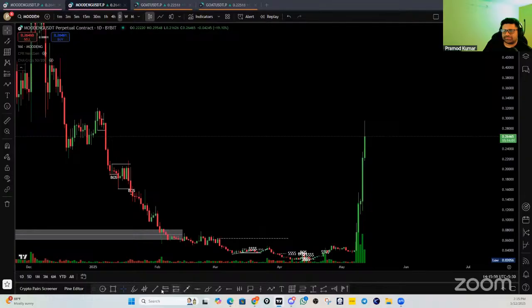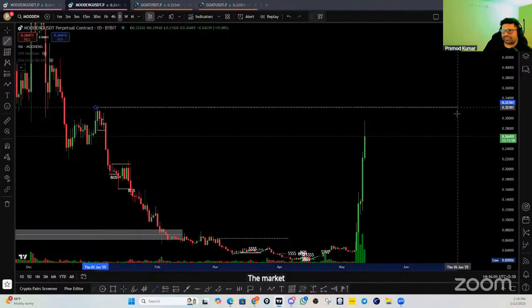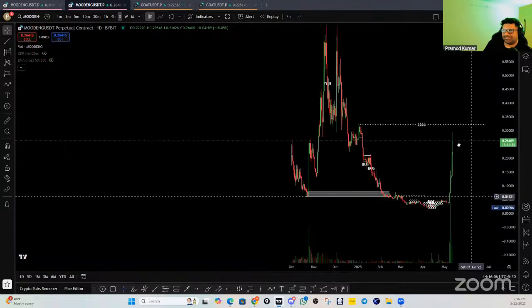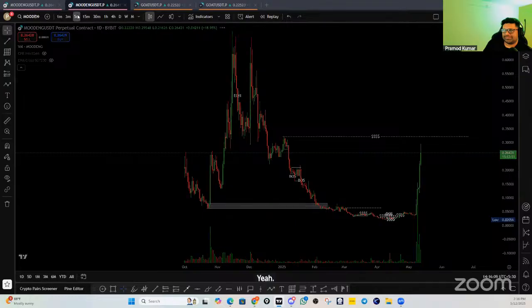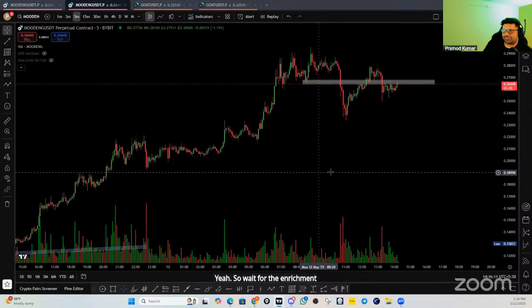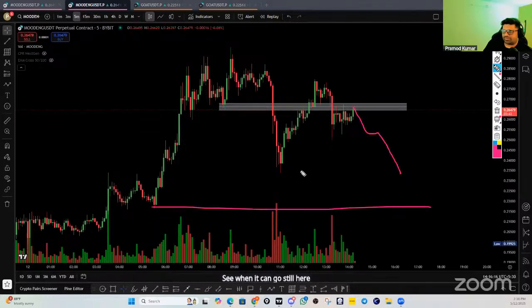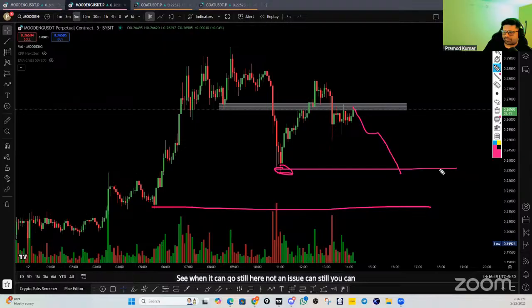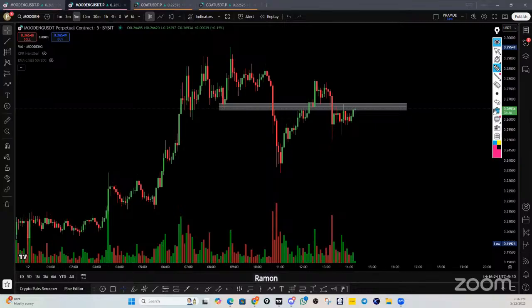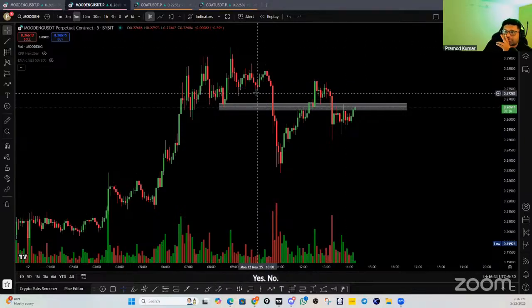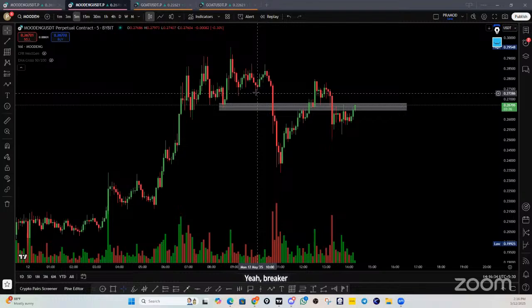the market, it's still, the target didn't achieve, sir, here. So wait for the retracement. We should find the long, sir. See, when it can go till here, not an issue. It can sweep this one. Is this kind of a hidden breaker block? Yeah, we can say that. Neckline? Yes. No, not order block. Breaker block. Yes, yes.